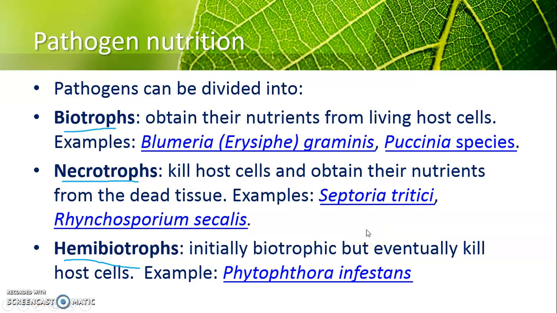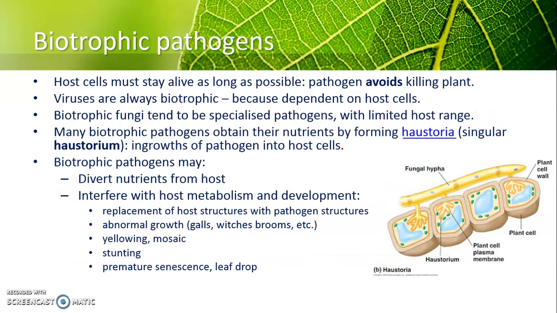Okay, so this is the pathogen mode of nutrition: biotroph, necrotroph, and hemibiotrophs. Biotrophic pathogens form a haustoria. For example, this is the fungus, and this is the plant cell wall and the plant cell membrane. The haustoria will go inside, injecting through the cell membrane.